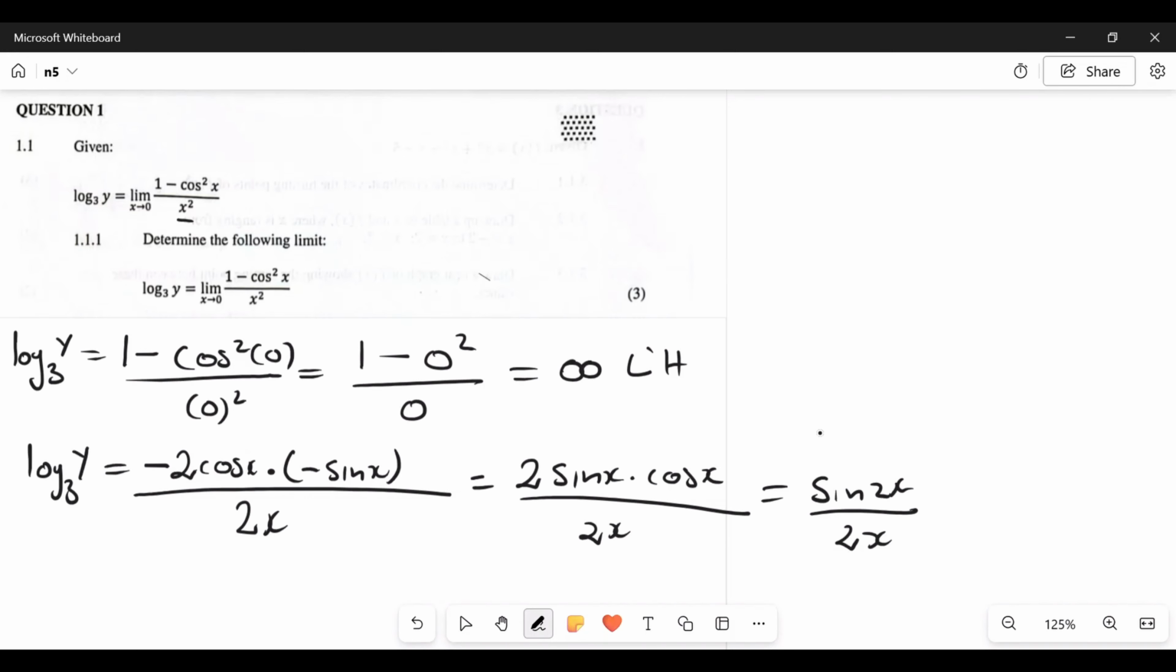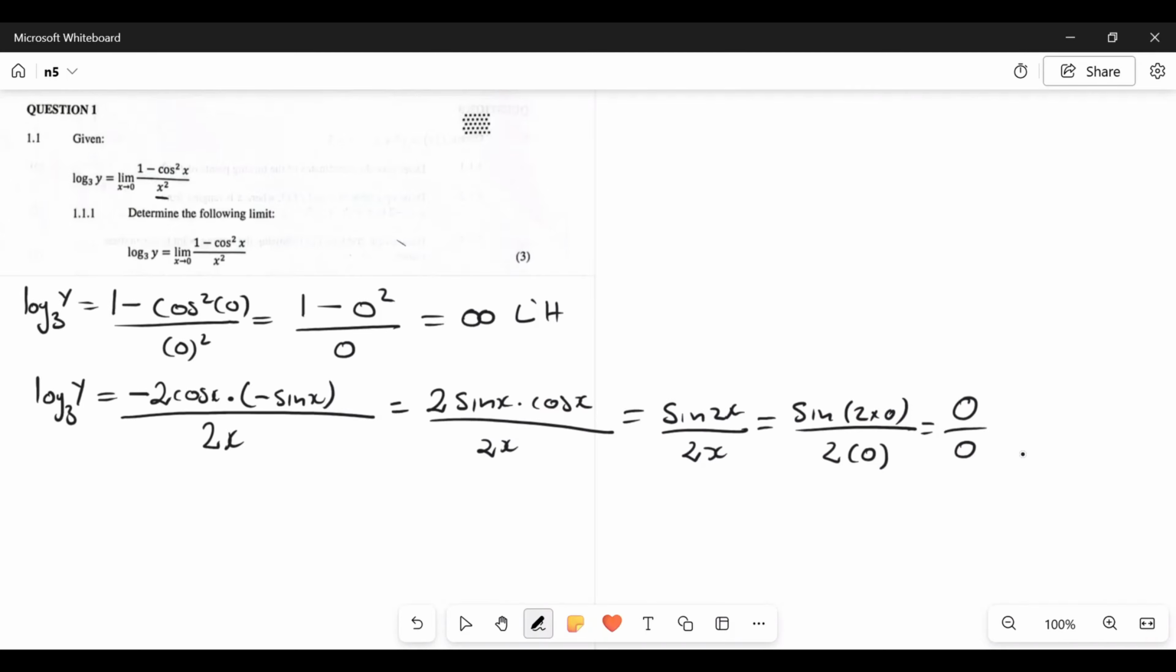There we go. So from here, we can also do direct substitution. So wherever there's x, again, we're going to substitute with 0. So we're going to write sine of 2 multiplied by 0 divided by 2 multiplied by 0. This here is going to give us, let me zoom down a bit, 0 over 0, which in turn is indeterminate. So this means that we have to continue and use L'Hopital's method.